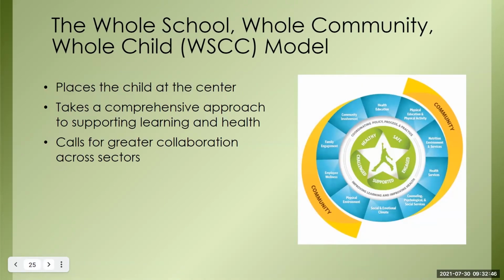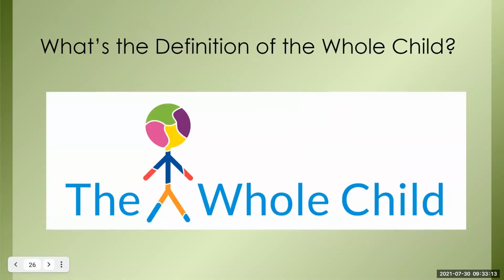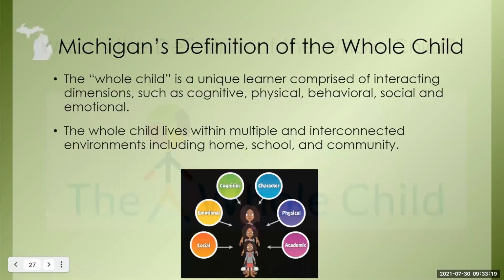Number one, it places the child at the center of the model because that's what we're focusing on. It takes a comprehensive approach to supporting learning and health, and we'll talk about how that happens in just a minute. And it calls for greater collaboration across all sectors, meaning the community and the school and the stakeholders in the school. What's the definition of the whole child? Let's make sure that we're all on the same page when it comes to defining who the whole child is.